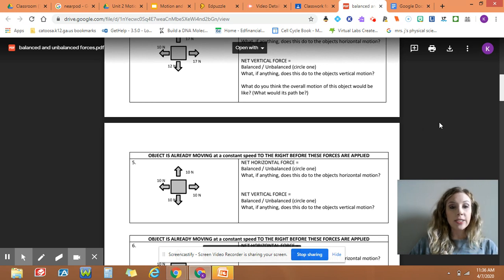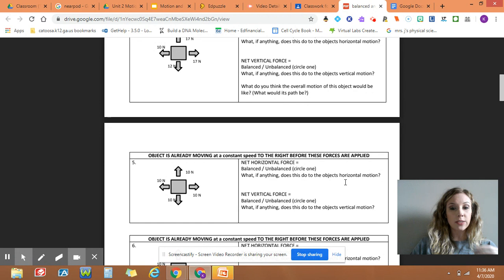Okay, so basically you're just calculating the net force and then determining how that object's motion is going to change as a result of that. Okay, so I just wanted to give you kind of an example and explain this worksheet. So just take a picture of your work and then upload that and I'll give you credit for it.